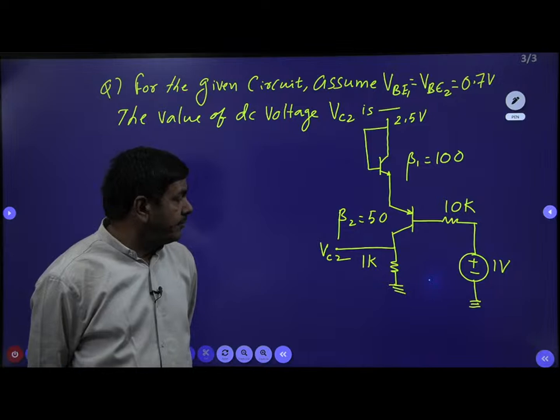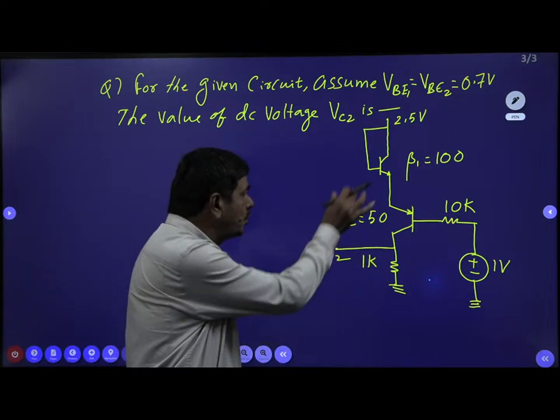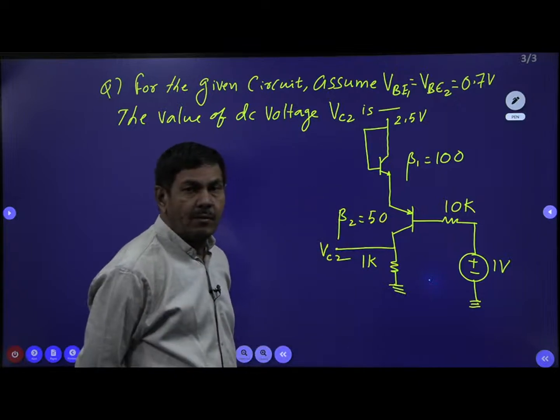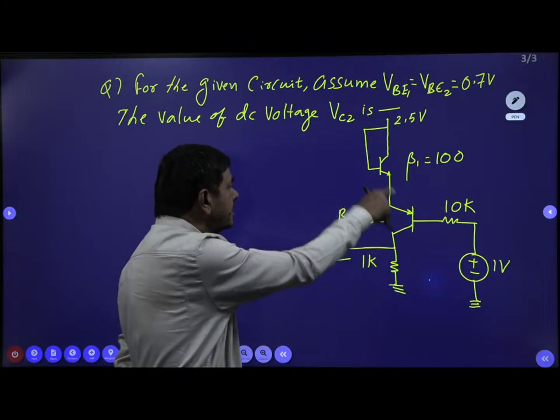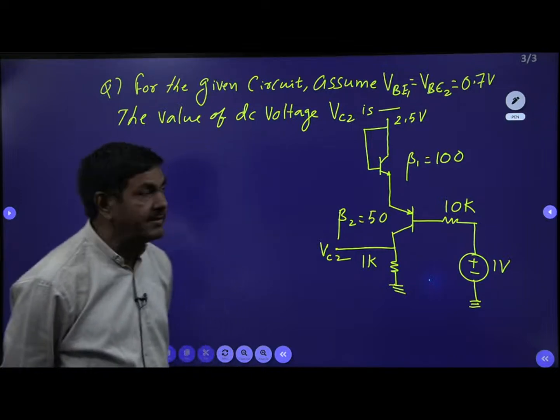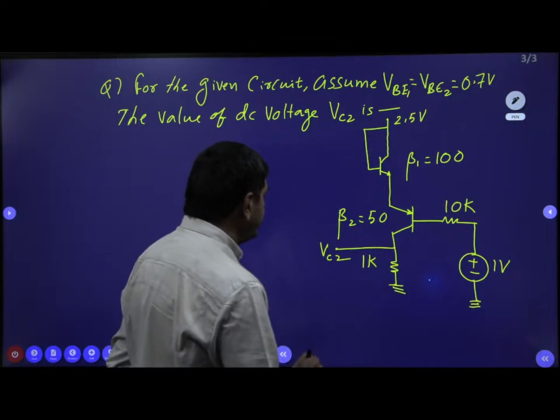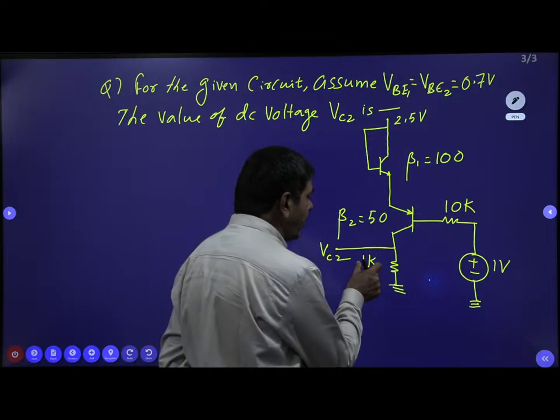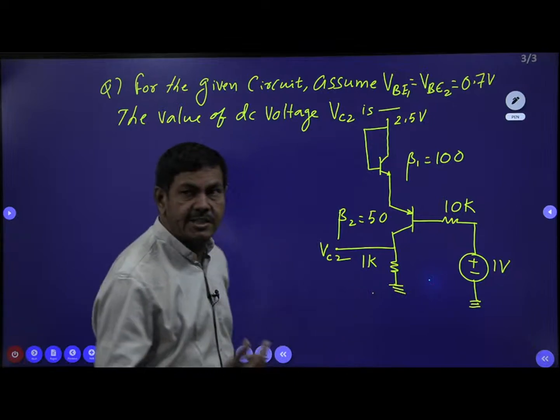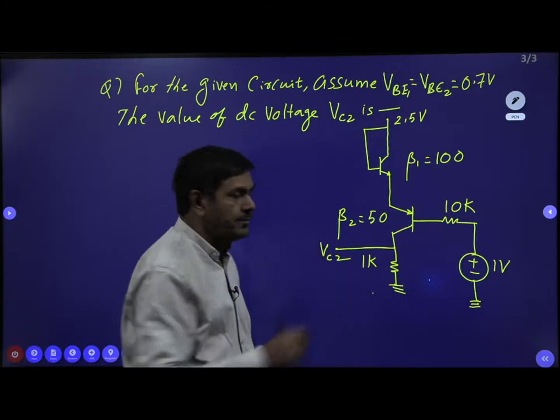What is asked to find in this problem? It is asked to find the VC2 value. Two transistors are connected. One is an NPN transistor, the second one is a PNP transistor. But how can you determine this VC2? The voltage across this 1K is nothing but VC2.